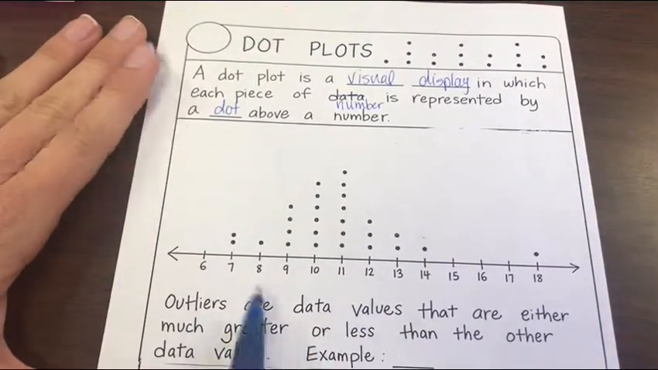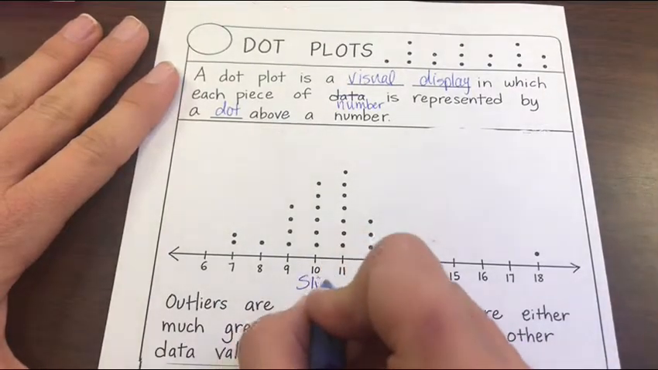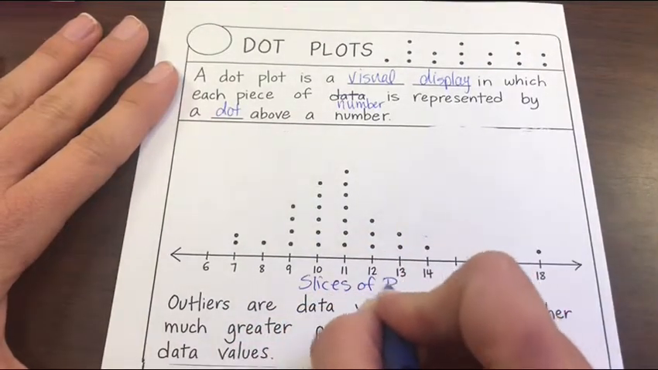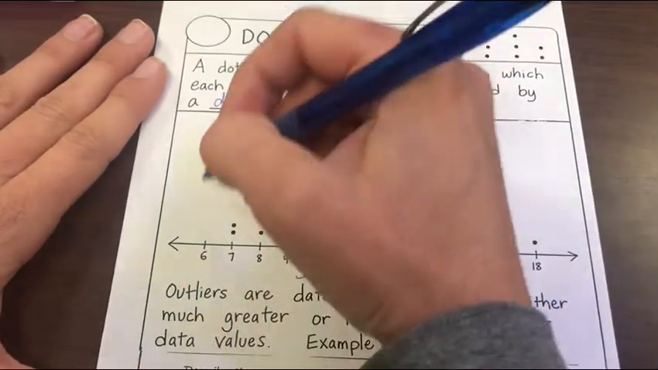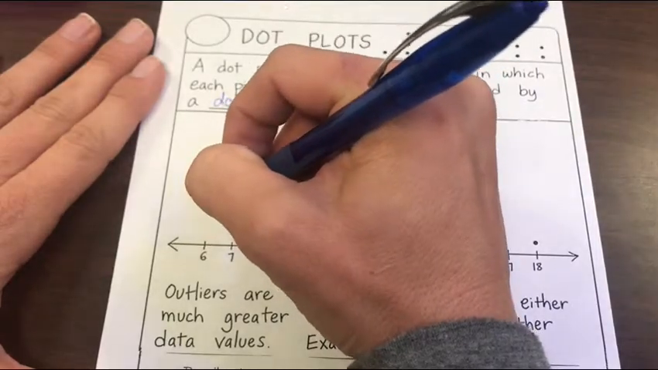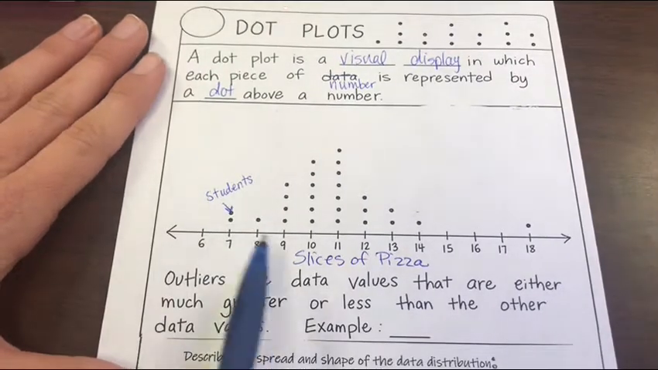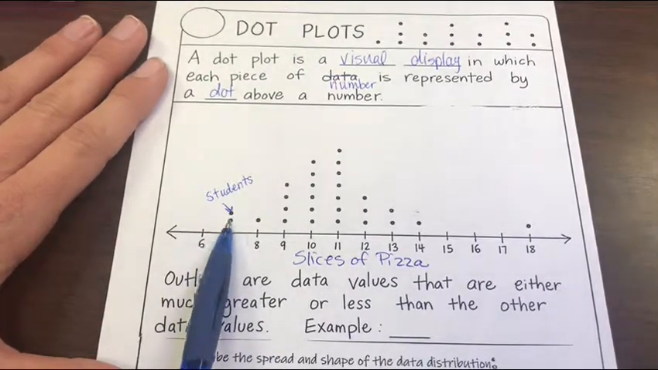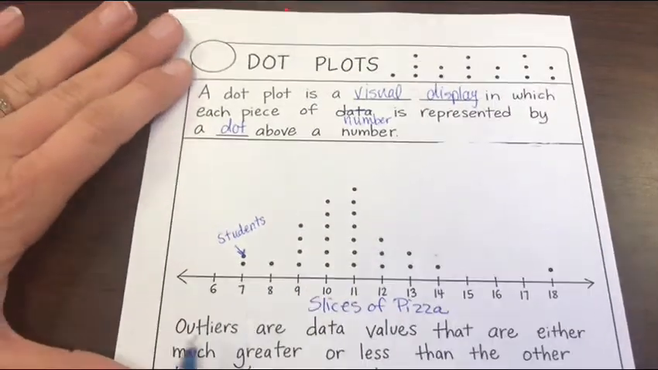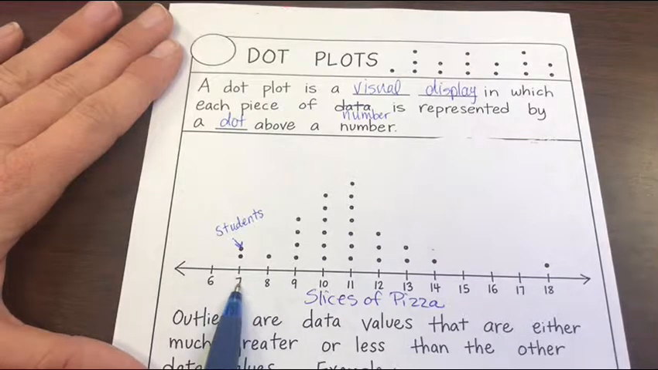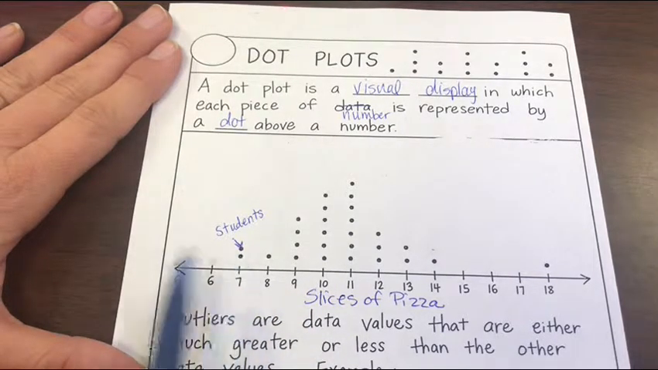For example, here's your dot plot. Let's say that this is slices of pizza eaten by students. So students, that's going to be the dot, and I'm just making up something to go along with this dot plot. There are 2 students that ate 7 slices of pizza. If we were to make our list, it is going to include these numbers on the number line. So how many 7s will we write in our list? Well, we're going to write 2.